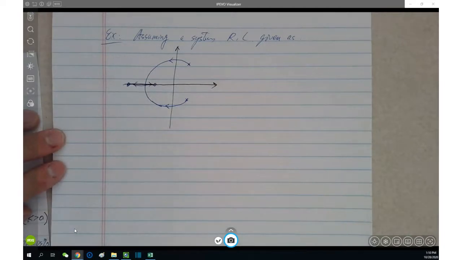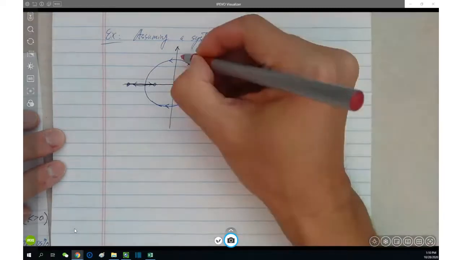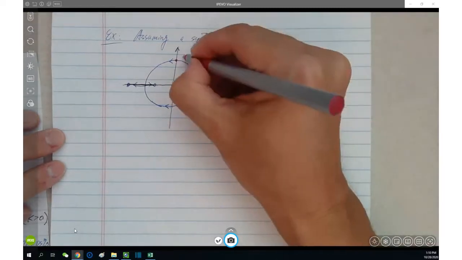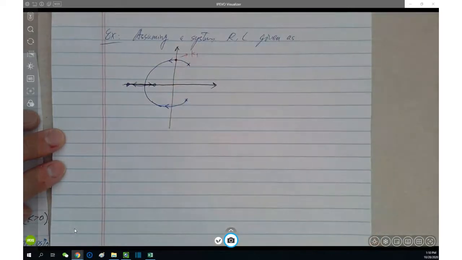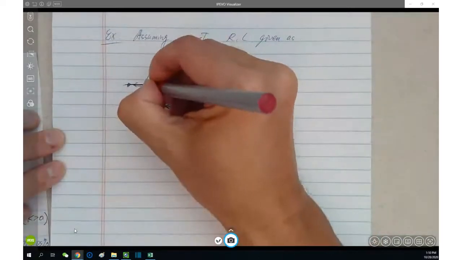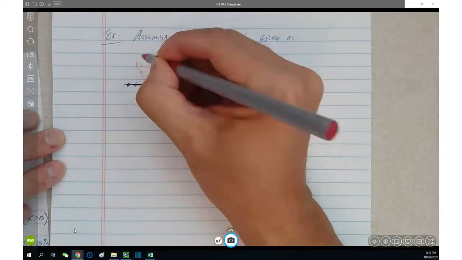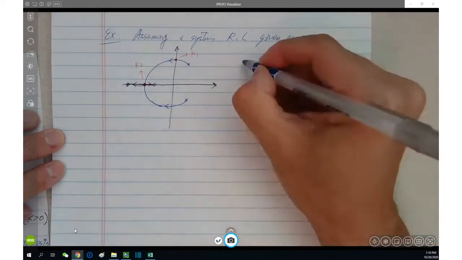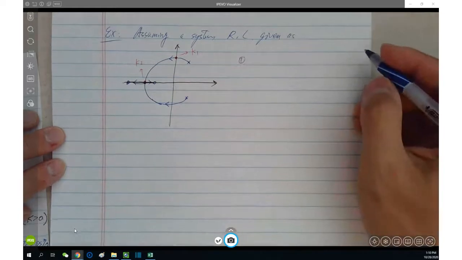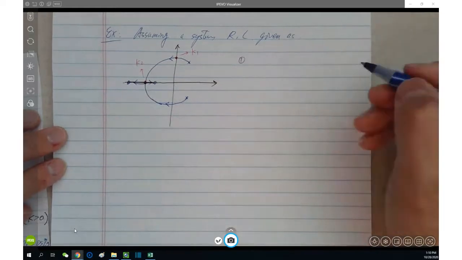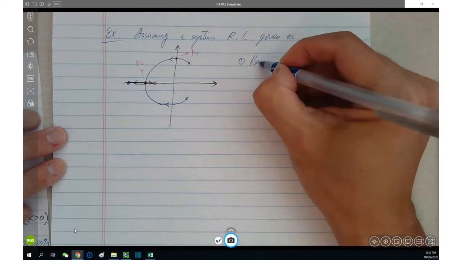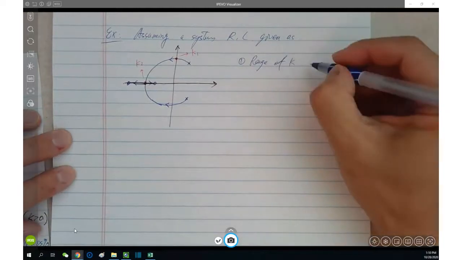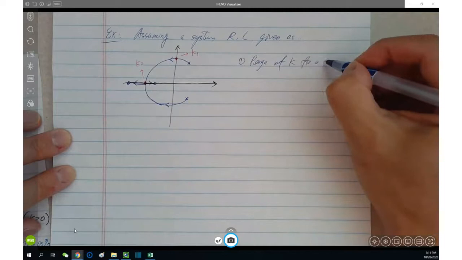But if you're looking at, once again, 2 points. This point corresponds to one particular K value. We call it K1. And this point here corresponds to K2. And the first question is asking, what is the range of K for a stable system?